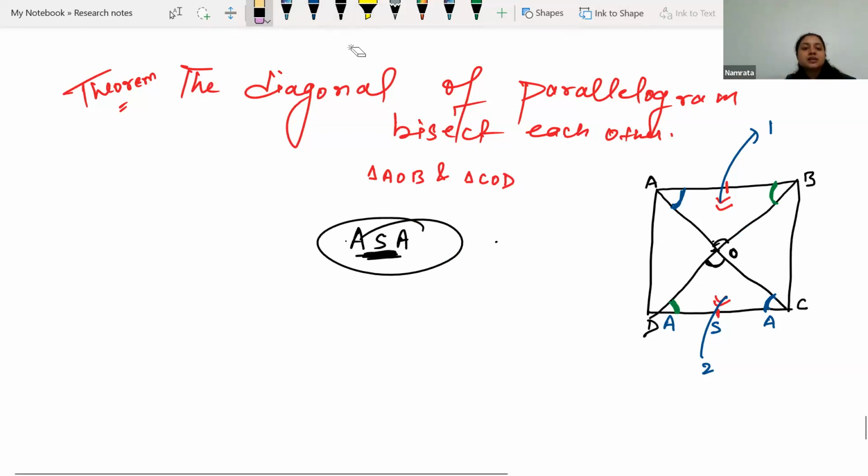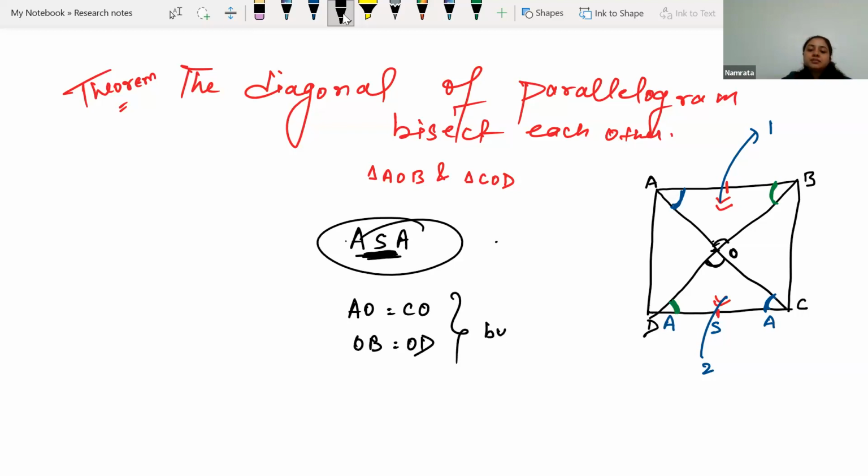Yes, whatever you said is correct. But without even taking the help of that one, we are able to prove that both the triangles are congruent, and hence AO, CO, OB, OD are equal by CPCT. Yes or no? And hence we can say the diagonals are bisecting each other. Can you see it? AO is equal to CO, that means the diagonal is getting bisected. BO is equal to DO, that means the diagonal is getting bisected, right?